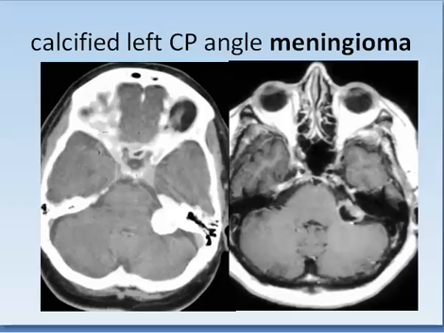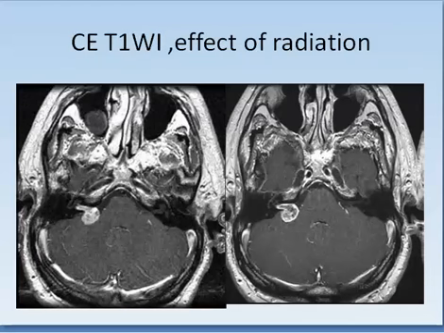It is a calcific left CP angle meningioma. Thank you. This is the effect of radiation on vestibular schwannomas. It becomes less vascular and only the margin is still seen with the contrast, but the central part is hypointense and is not homogeneously enhancing. This is the effect of radiation. Thank you.